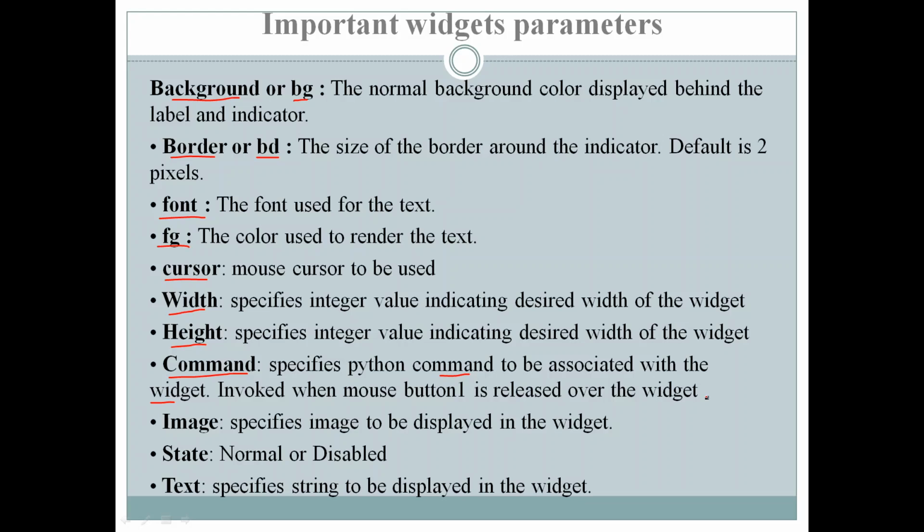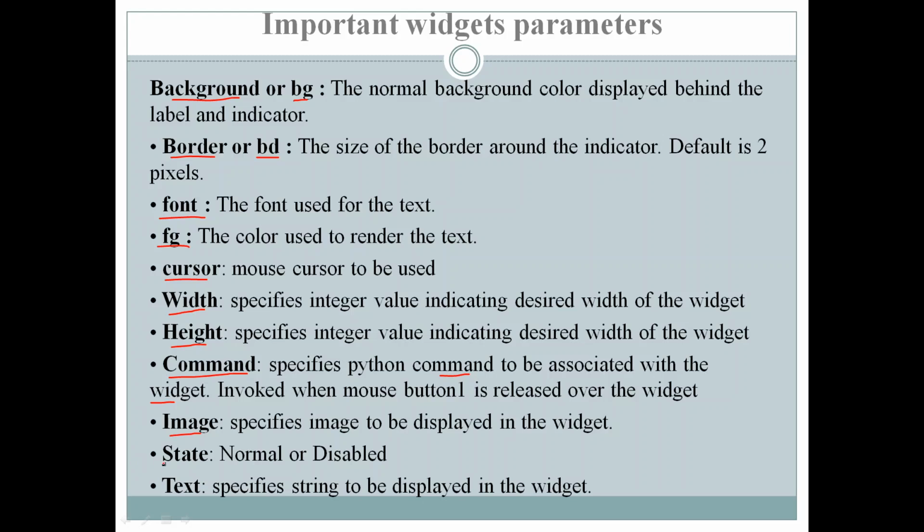Say if you want to execute a method upon clicking on a button, you can use this command parameter and pass a function name as the value. So command equals, say, function add. So whenever I click on that widget, when I release my mouse after a left click, it will call that function automatically. That is command. Then we have another parameter like image, which is used to display an image on the widget.